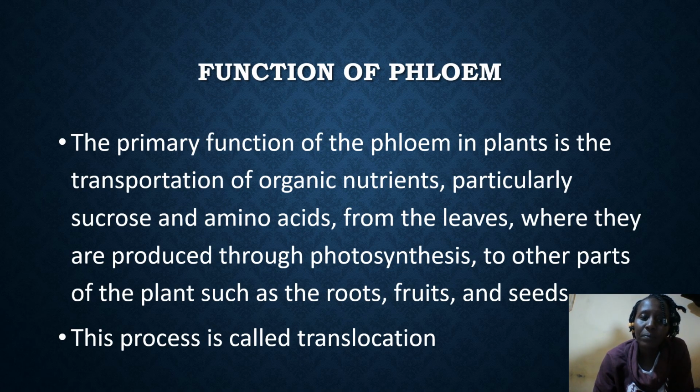Function of the phloem. The primary function of the phloem in plants is the transportation of organic nutrients, particularly sucrose and amino acids, from the leaves, where they are produced through photosynthesis, to other parts of the plant such as the roots, fruits, and seeds. This process is called translocation.